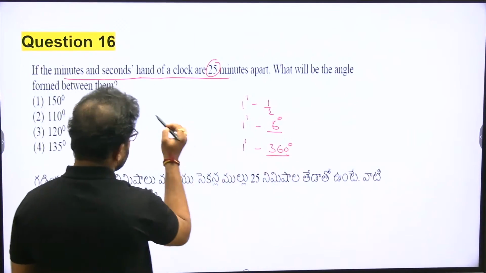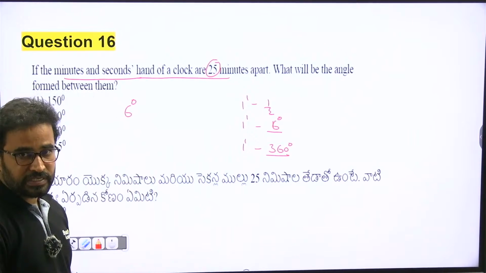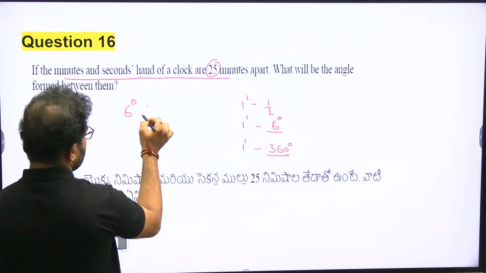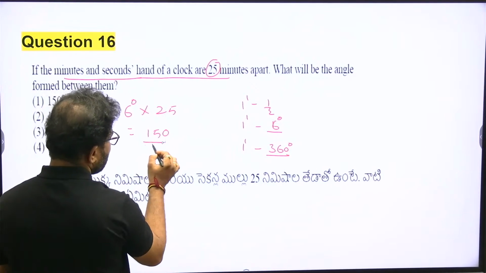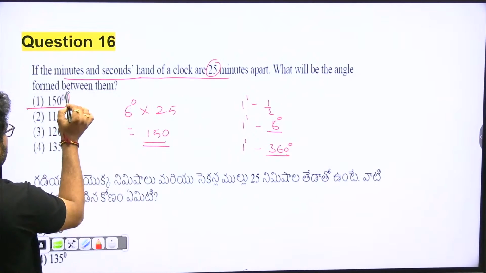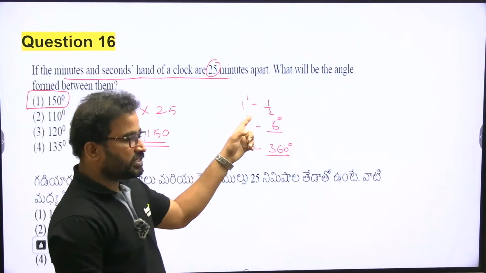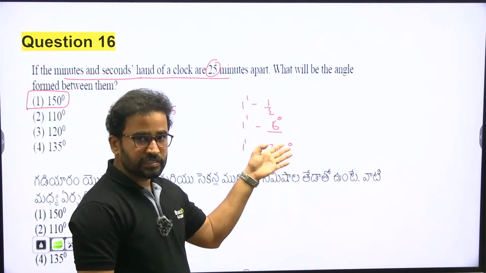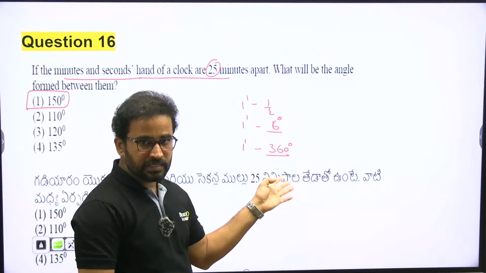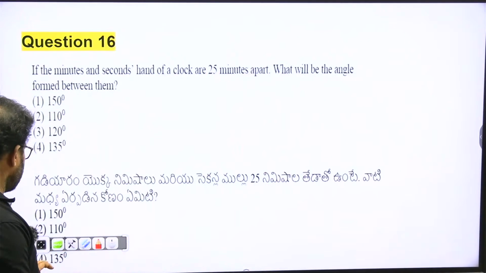6 degrees is nothing but, look at this one: for every 1 minute, the minute hand makes an angle of 6 degrees, which means directly you can multiply. 6 into 25, how much are we getting? 150 degrees is the right answer. So this is the right answer. I will explain all these things, how to remember this, why we are taking half degree, why we are taking 6 degrees, why we are taking 360 degrees, in the classroom session. So better you can work it out in this way.